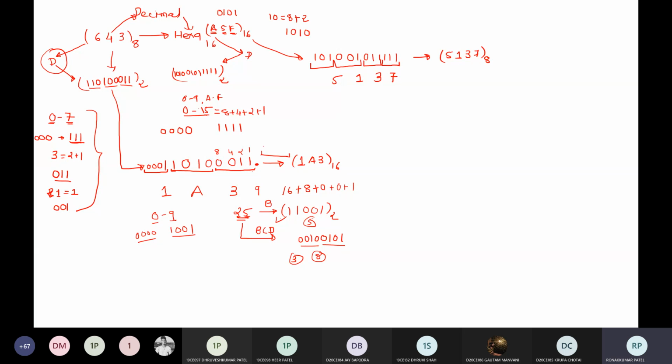Okay, so this is about your number system and your practical 2, that is on this number system only, right? So what you need to do in your practical 2? If you search online also, you will get this conversion system as well. So your task is to implement that conversion system only.